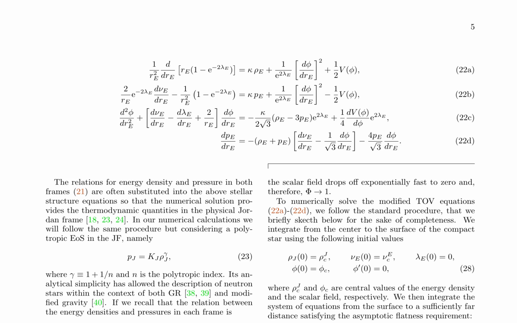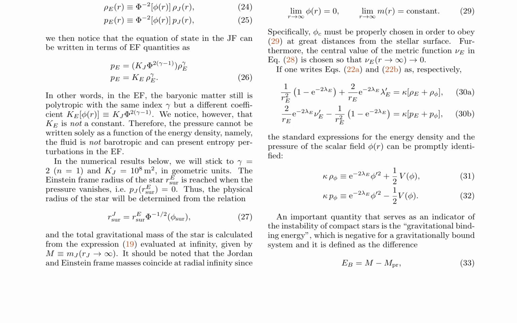The equation of state in the Jordan frame can be written in terms of Einstein frame quantities, taking the form of a polytropic equation of state, P_J equals K_J rho_J to the gamma, where gamma is the polytropic index. This equation is then transformed into the Einstein frame, yielding P equals K rho to the gamma, where K is a function of the scalar field phi(r). To solve the modified TOV equations numerically, the initial values for the energy density, metric functions, and scalar field are specified, and the asymptotic flatness requirement is imposed.